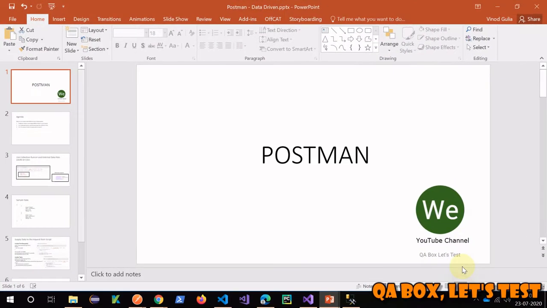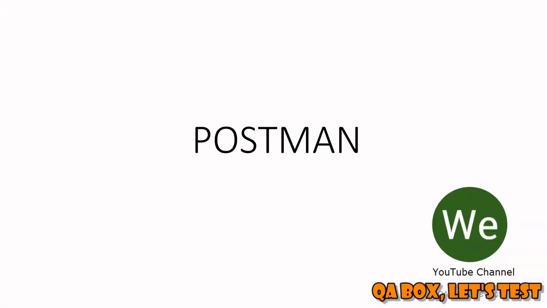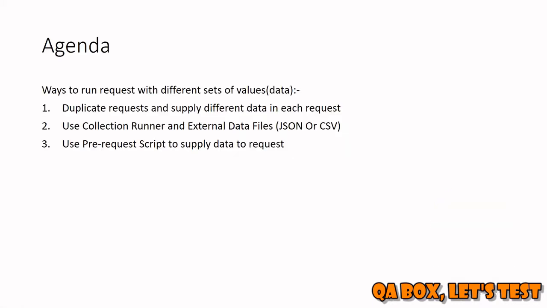Hi there. Just like we have to do the testing of our application with different sets of data, we have to do the same with APIs as well. So how can we do that in Postman? At least there are three ways you can do that.